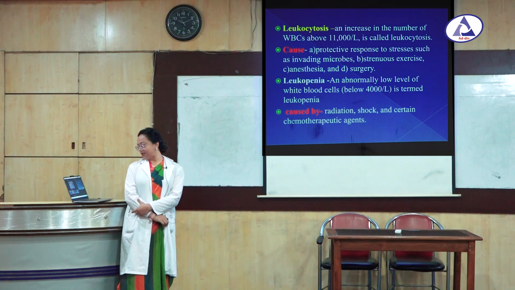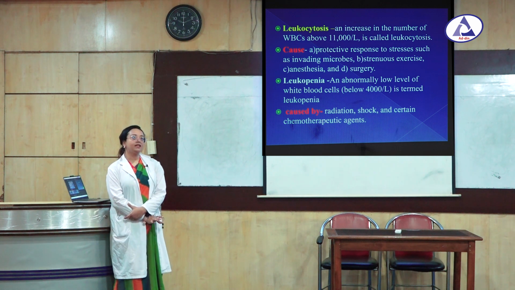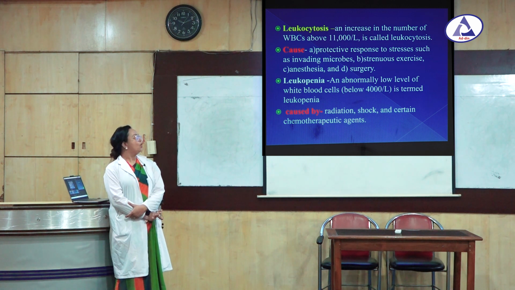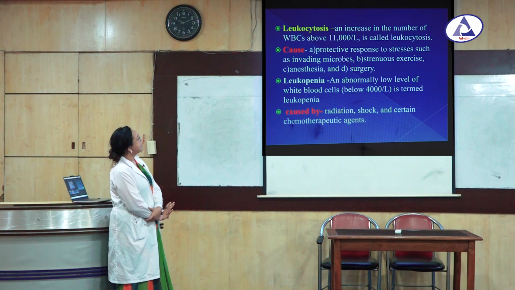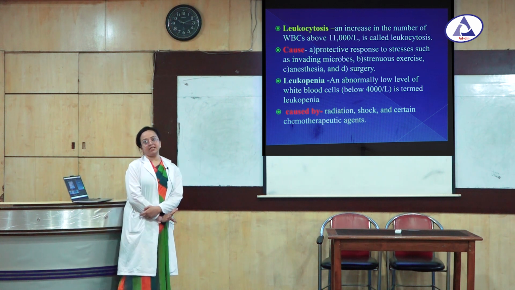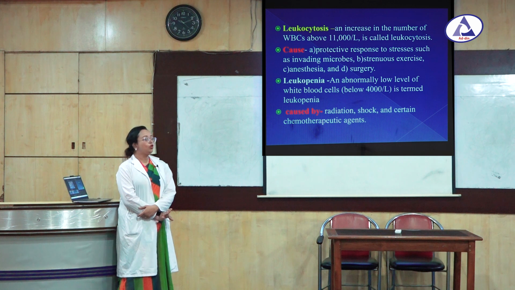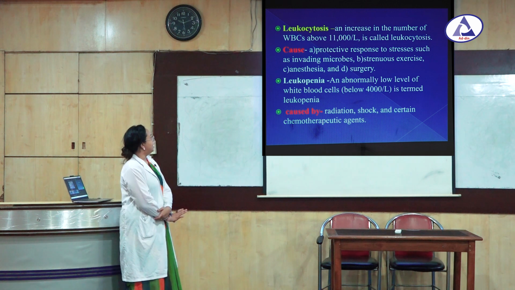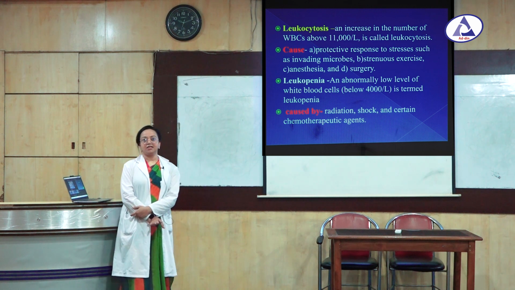So what is leukocytosis? Leukocytosis means an increased number of WBCs above 11,000. I mean, whenever the WBC count increases in our body more than normal, we call it leukocytosis. So what are the causes? Protective response to stress or invading microbes, tetanus, exercise, anesthesia, and surgery. These are the causes of leukocytosis. And what is leukopenia? An abnormally low level of WBCs, less than 4,000, is called leukopenia. It is caused by radiation, shock, and certain chemotherapeutic agents.